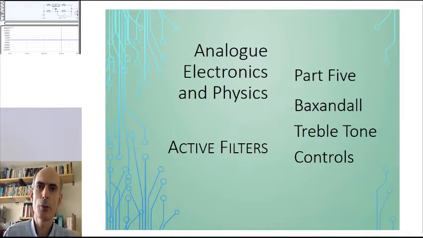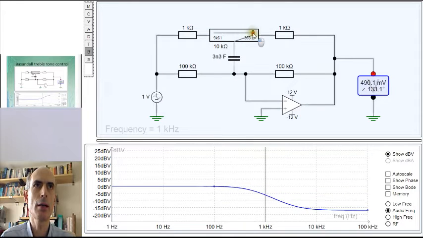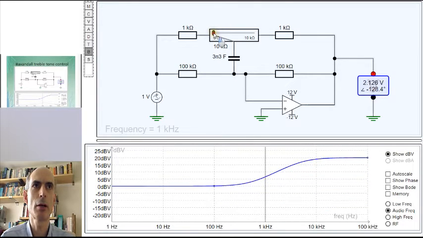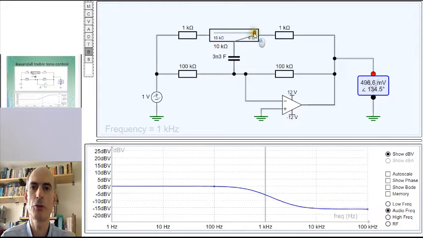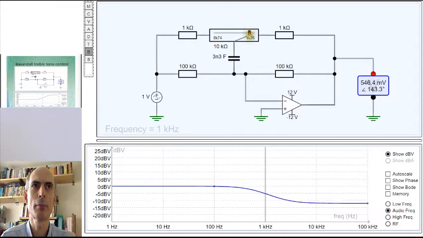In this video, I want to start our exploration of the Baxandall tone control circuits by looking in more detail at a treble tone control circuit. This is the circuit we'll be looking at. You can control the gain at high frequencies by adjusting the position of the wiper on this potentiometer. The gain at low frequencies is a constant and pretty much always equal to -1, since this filter is based on an inverting op-amp.